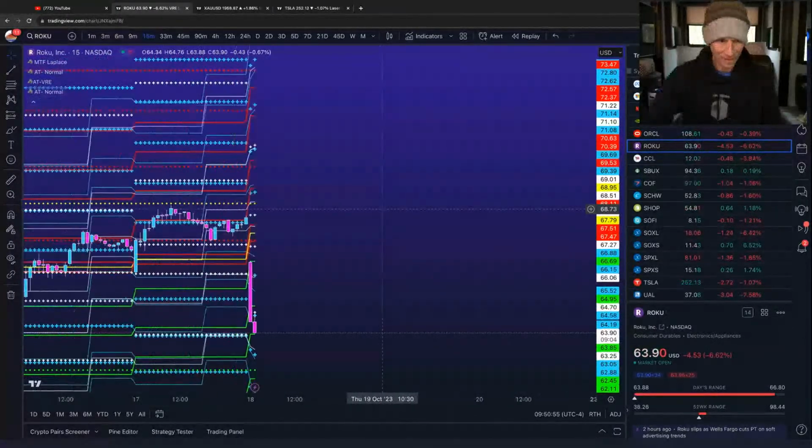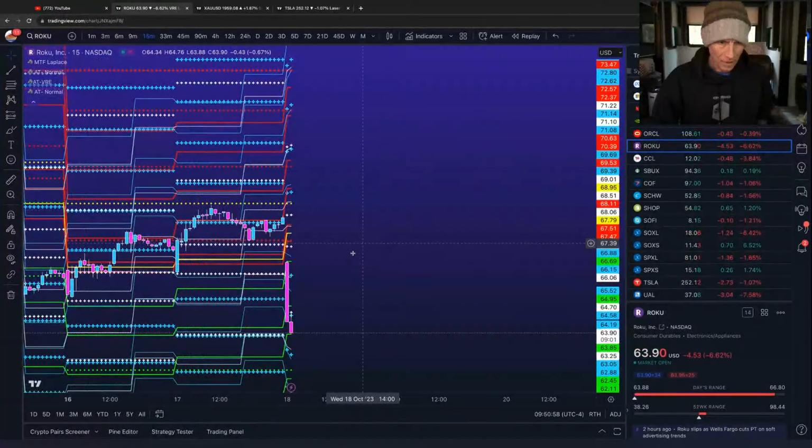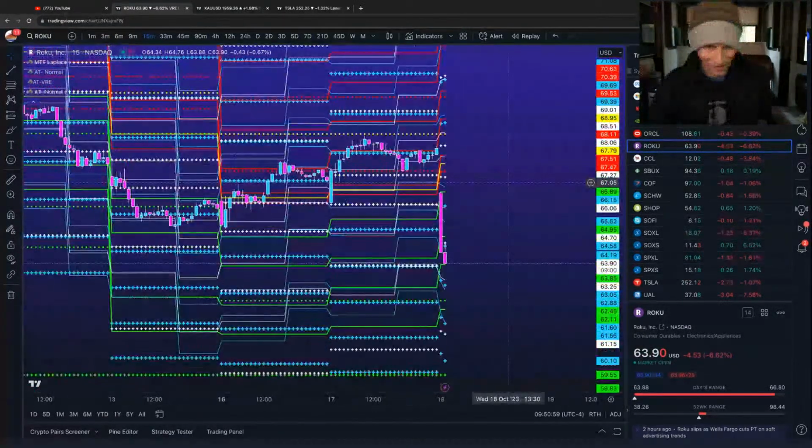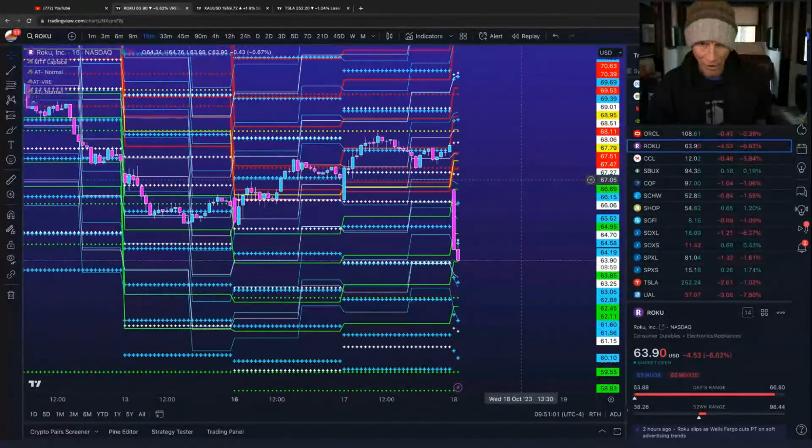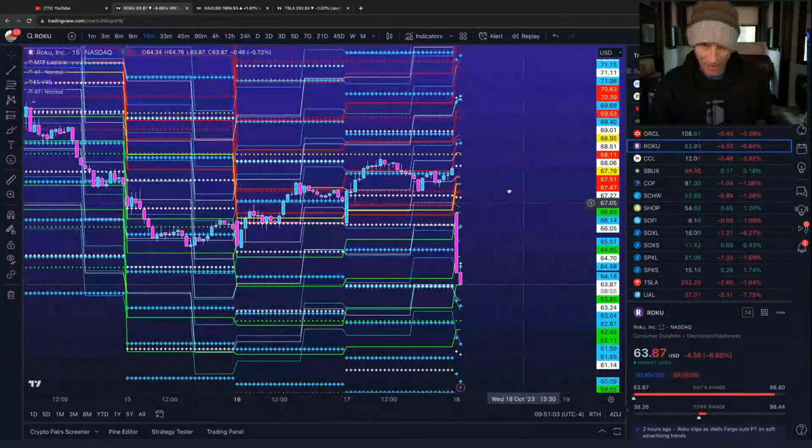Being a little aggressive with my trackpad. Are you okay, Roku? Here we go. Talk about lagging. Another lagging indicator.